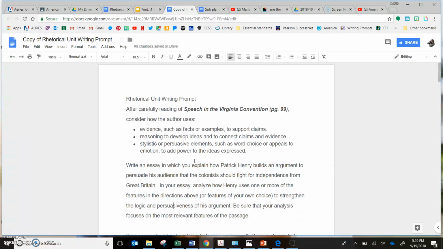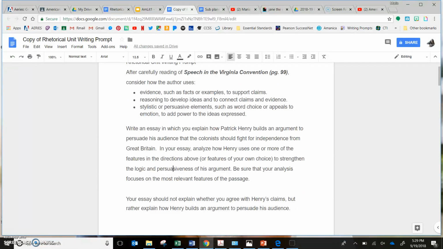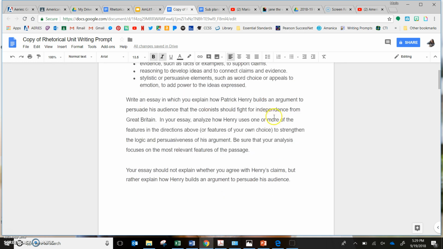Okay, so be sure that your analysis focuses on what he is saying and how he is saying it, mostly the how. Okay, notice I don't want you to explain to me whether you agree with him or not, but just how does he actually persuade his audience? Okay, so the speech in the Virginia Convention can be found on page 99.